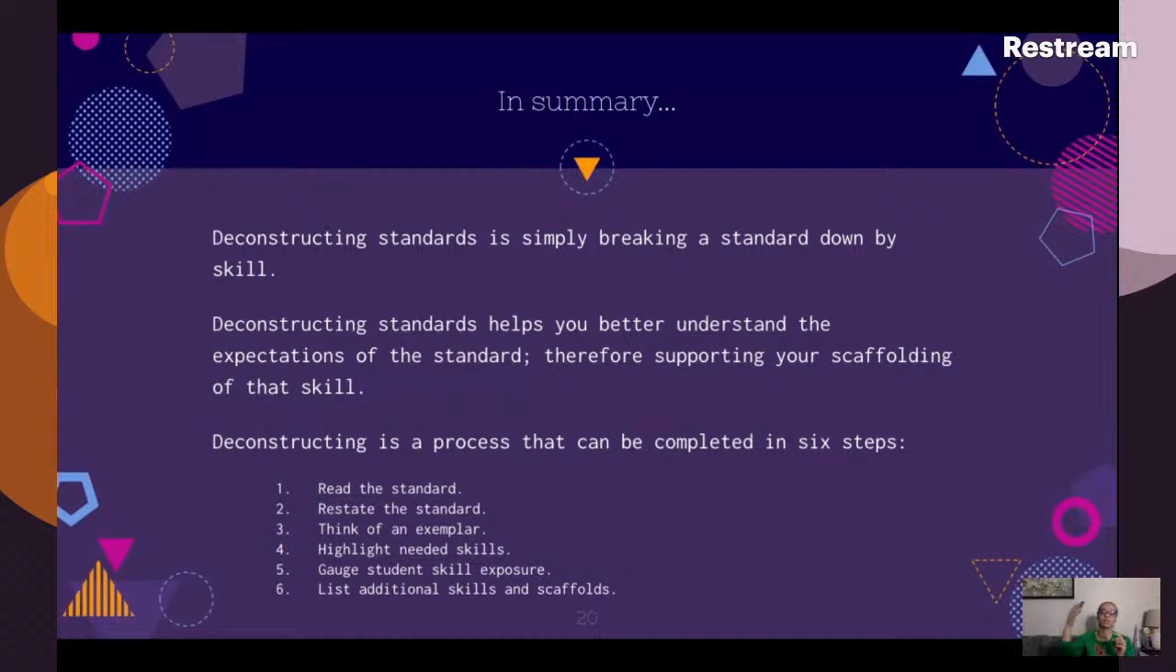And then after you gauge their exposure, you're going to highlight those specific skills to figure out what additional skills and scaffolds you'll need. So what I did with that was I listed out the skills. I looked at inference. I highlighted that because I realized of all the skills that were listed, I need to focus in on inference for sure. So I asked myself, what does that look like? So now I'm taking those pieces apart, trying to see what are those smaller pieces.